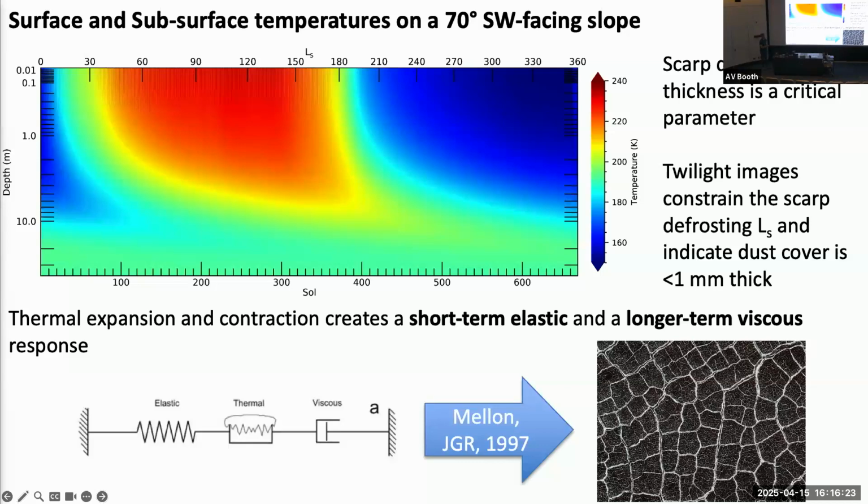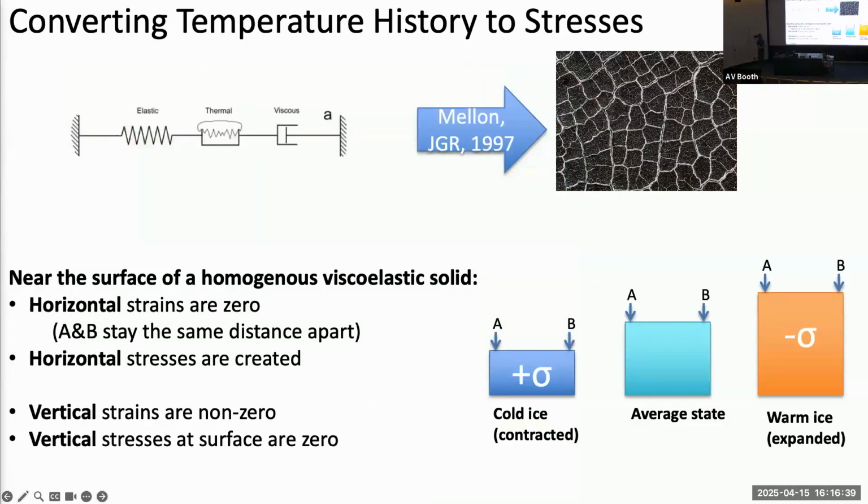So we can take these temperatures and plug them into a model that converts temperatures into thermal expansion or contraction, and so into stresses that are compressive or extensional. This model actually comes from Mike Mellon in the 1990s. It's for a homogeneous viscoelastic solid, so it's semi-infinite in depth, and it's unfractured. I'll mention what the fractures do to the answers in a moment. But it's been used successfully to simulate the formation of Martian polygons, for example, before.